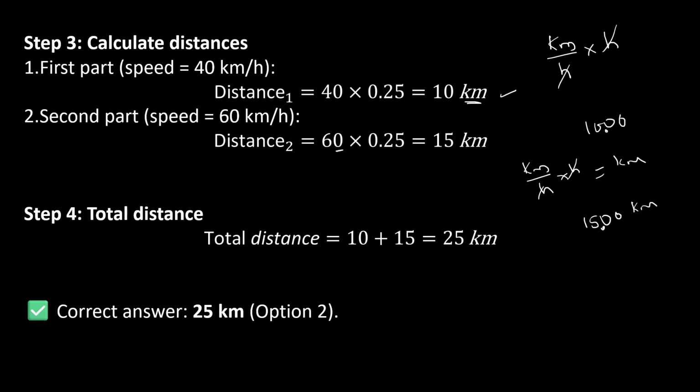Okay, now step 4 is total distance. Add these two, distance 1 plus distance 2, d1 plus d2. 10 km plus 15 km, totally they travel 25 km. The correct answer is 25 km. Answer option 2 is correct.